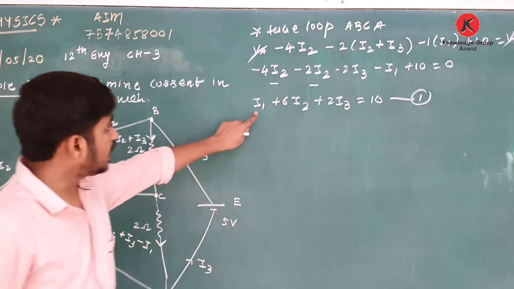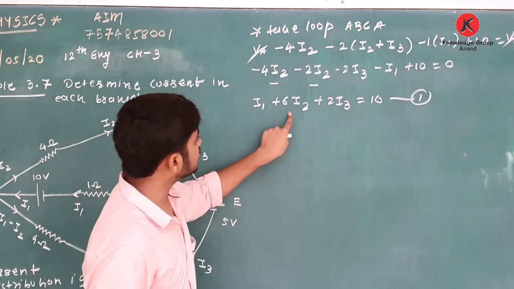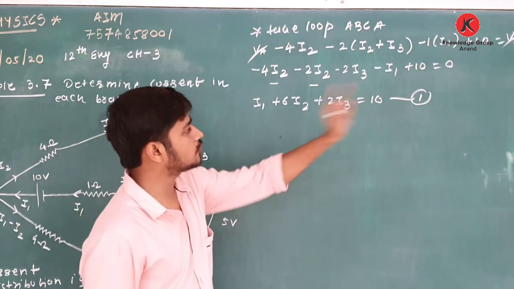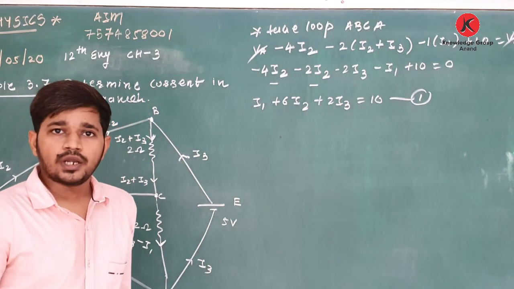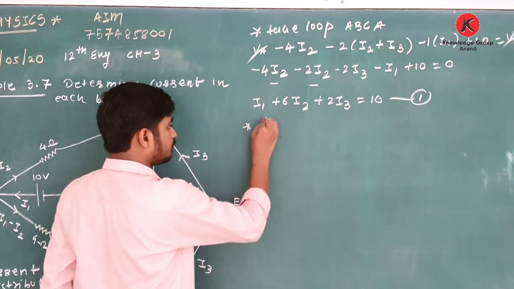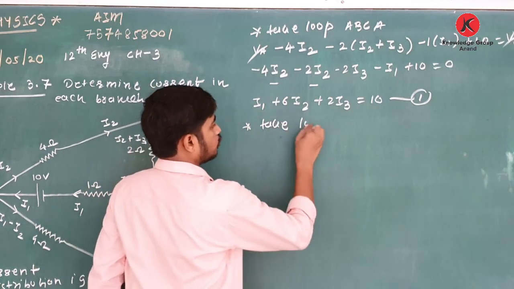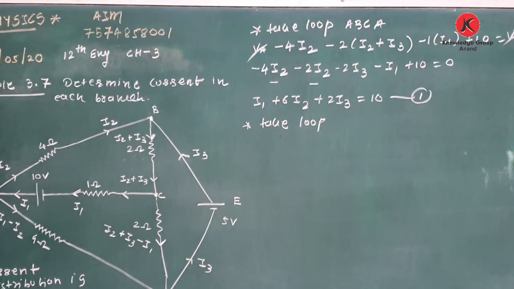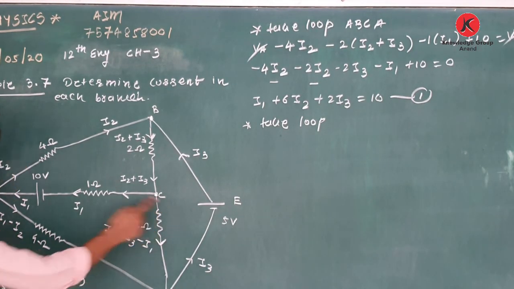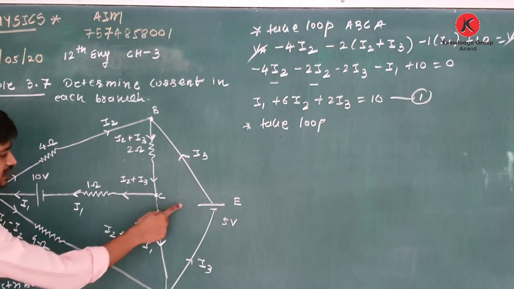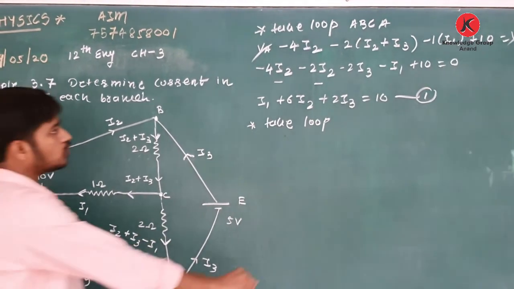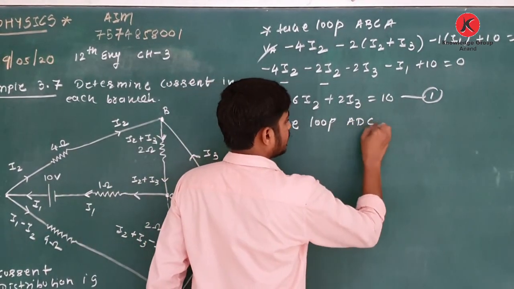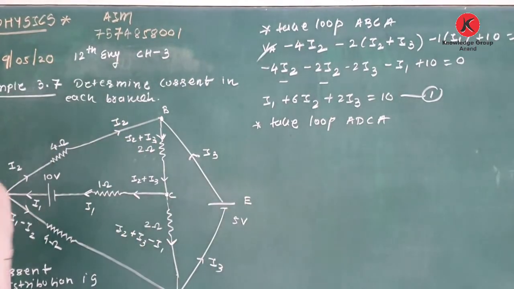I1, 4 I2, 2 I2 is 6 I2, and 2 I3 is equal to 10. Equation number 1. Now you have to take another loop. Which loop? A, B, C, D. Okay, now we will take loop A, B, C, A. So take loop A, B, C.